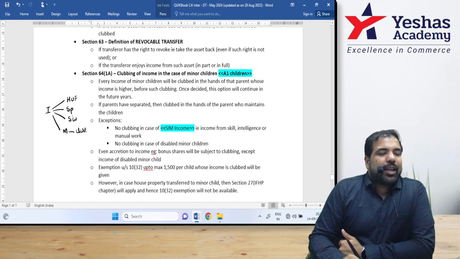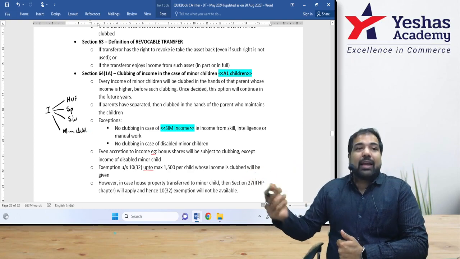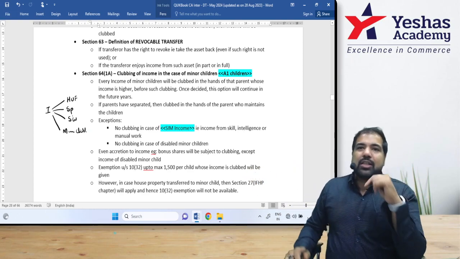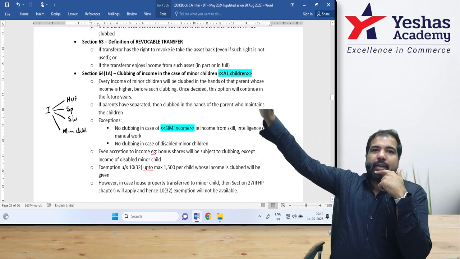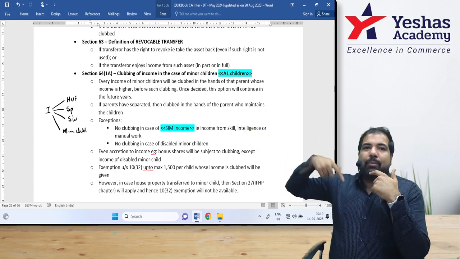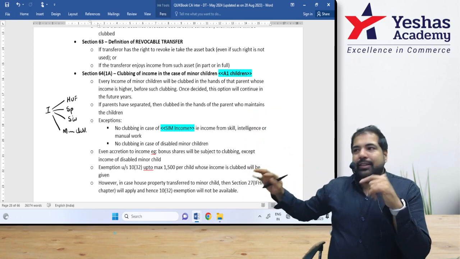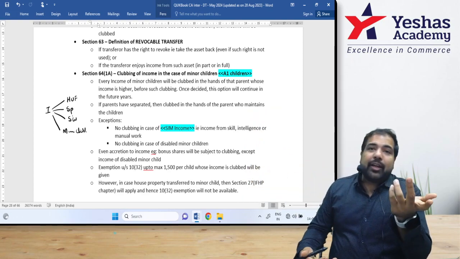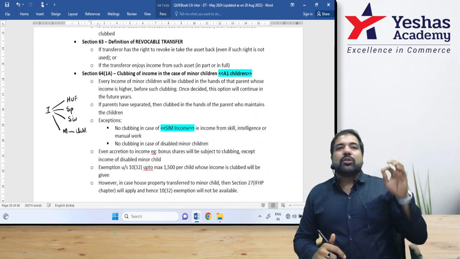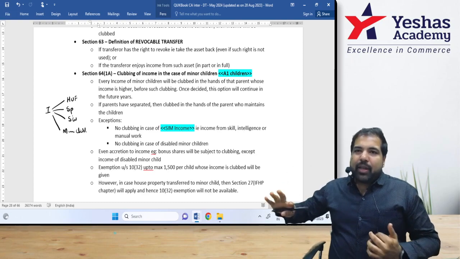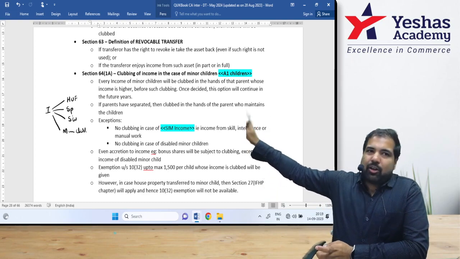That means, guys, can I not send my income to anyone else? I can, but the government is okay with it. So if I transfer my debentures to my parents, can they earn interest? Will it be clubbed? No. To a major child? Yes. Will it be clubbed? No. To a friend? Yes. But will it be clubbed? No, because the government knows we don't do that. Our main manipulation happens with these four people, and the government is aware.